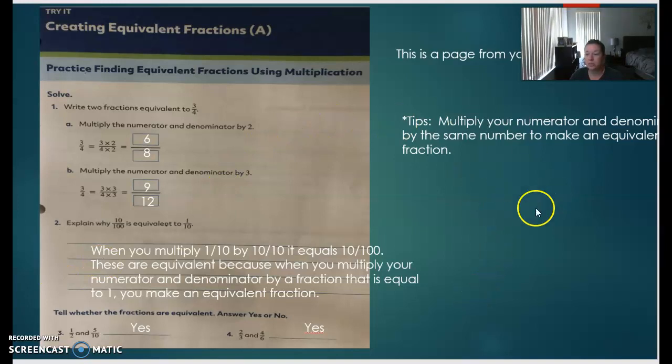Here is a page from your workbook. Same thing. Whatever I multiply the numerator by, I multiply the denominator. So if it's 3/4, 3/4 times 2 gives you 6/8. Down here, if I multiply by 3, 3/4 is the same as 9/12. 3/4, 6/8, and 9/12 are all the same.